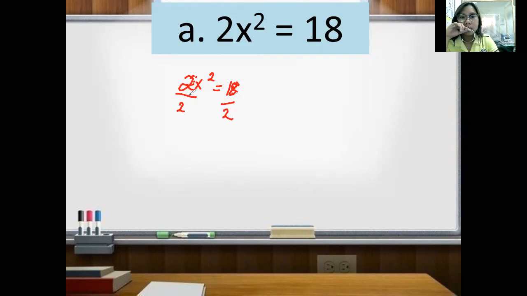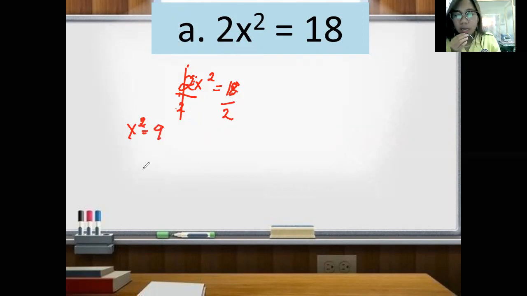Okay, 2 divided by 2 is 1, so you are going to cancel it out. Cancel it out. So what remains is x squared. Okay, so x squared is equal to, what is 18 divided by 2? 18 divided by 2 is 9.